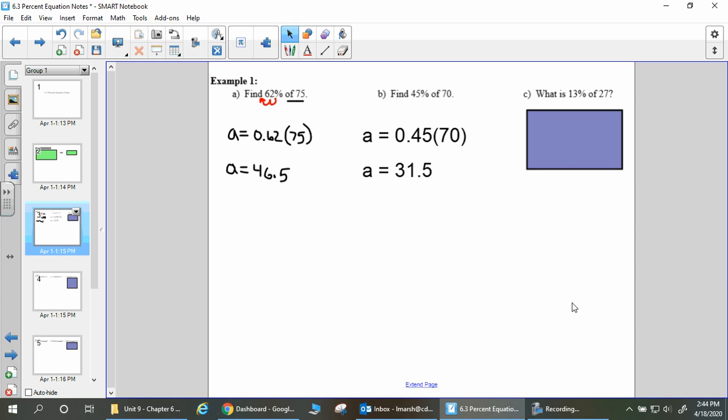Okay. If you want to hit pause and try letter C yourself, go ahead. Letter C says, what is 13% of 27? So A equals 0.13 times 27. And when we do that, we get 3.51. You could round and say it's just 3.5. That's fine. So the first set of examples, they gave me a percent. They gave me the whole value. And so that means we needed to make that percent into a decimal and then multiply with our whole value to find our part.